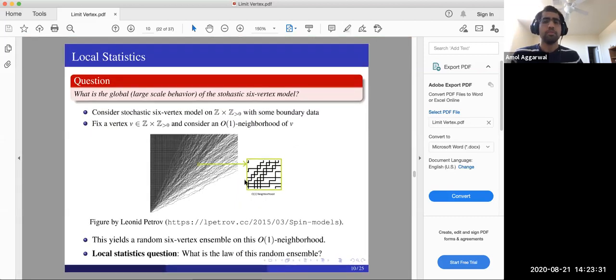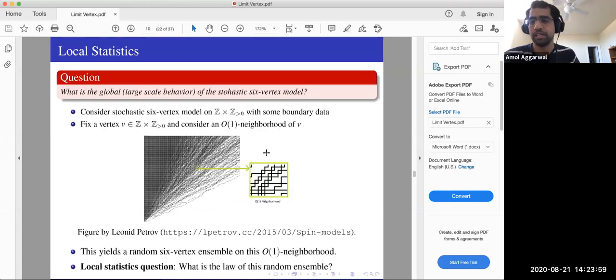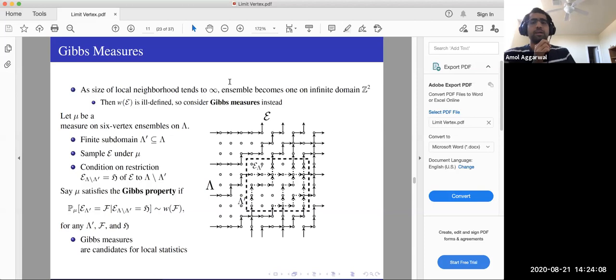Okay, so I'll give you a feeling of candidates. Just in case you've maybe not seen this before, I just want to describe the standard statistical mechanical, or physics, philosophy that gives you a candidate of possible descriptions for how these local statistics should look. One thing to keep in mind is as the size of this neighborhood tends to infinity, but make it tend to infinity super slowly with n, so log n or something like that, this neighborhood will exhaust all of the full lattice. So what you're actually getting is a random six vertex ensemble on the full plane.